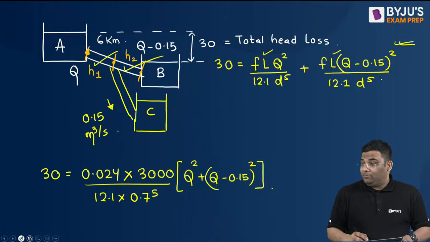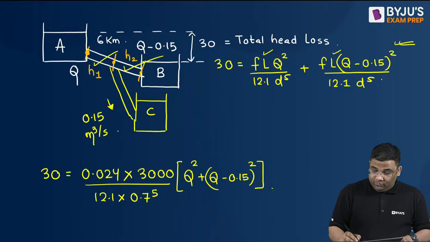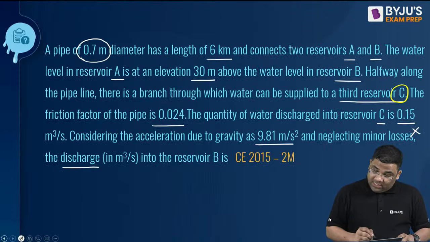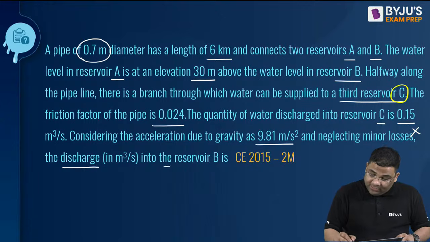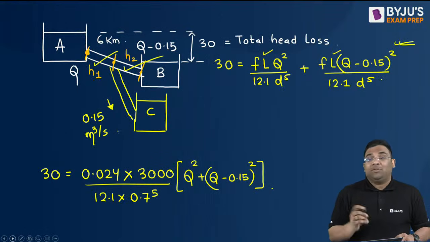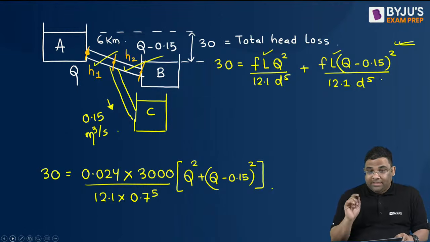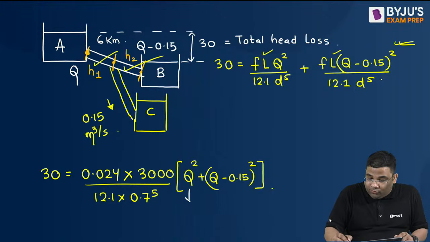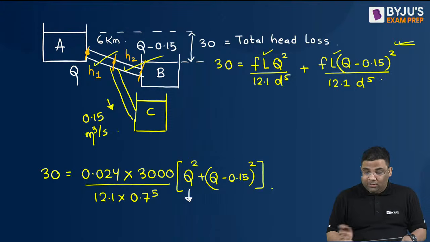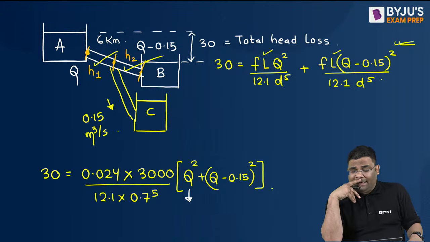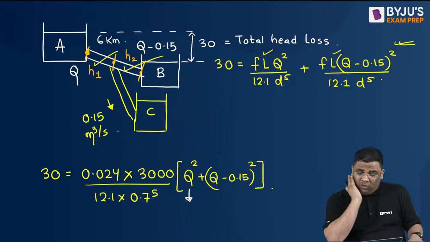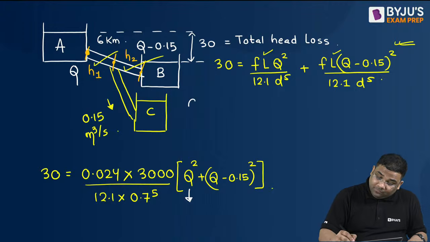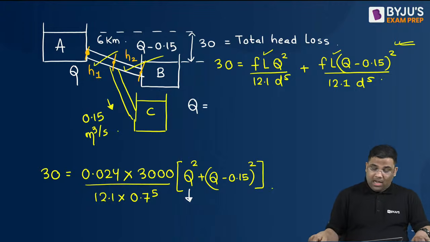Can you solve for Q? Please solve for Q and find out this Q. If you find Q, you find out the discharge to B also, right? It is asking for discharge into B, which is Q minus 0.15. So find Q first. Please solve, or use a calculator, okay? I think a quadratic will come, but use a calculator to solve and tell me what Q you are getting. I'll also solve.